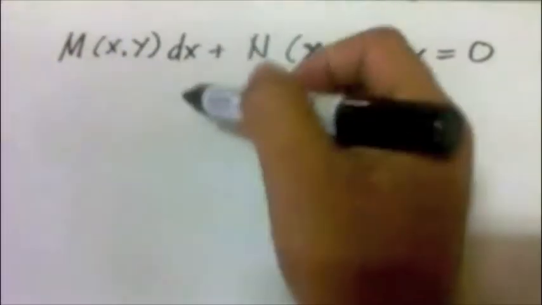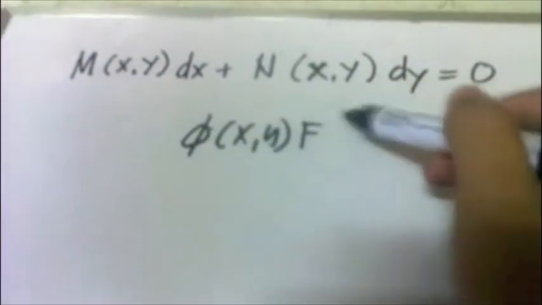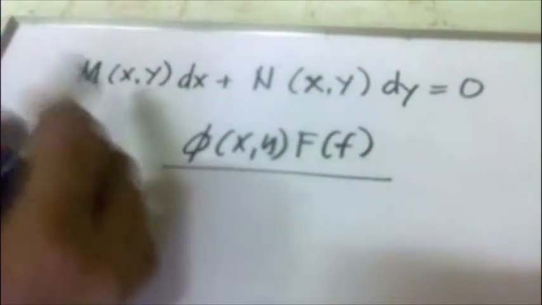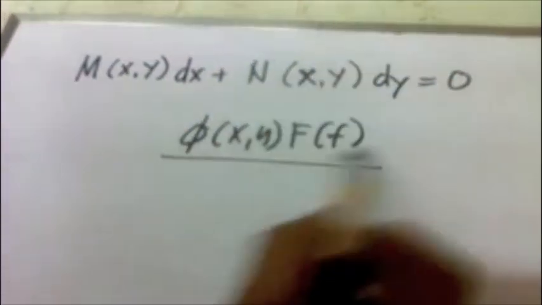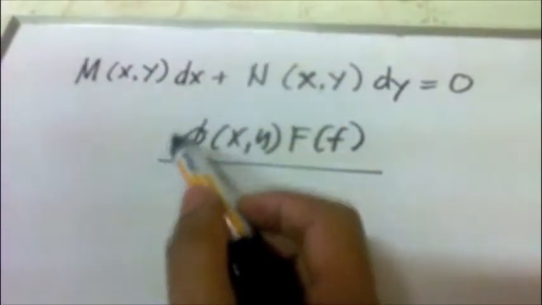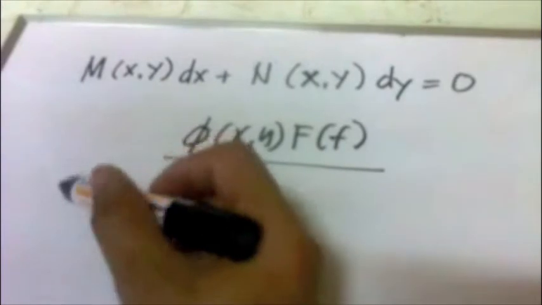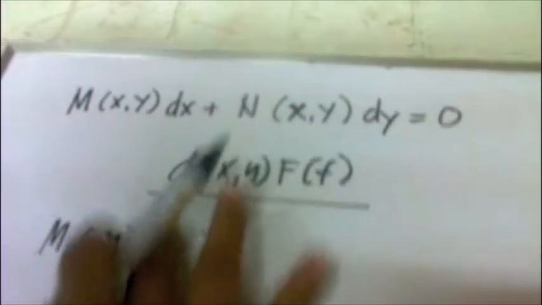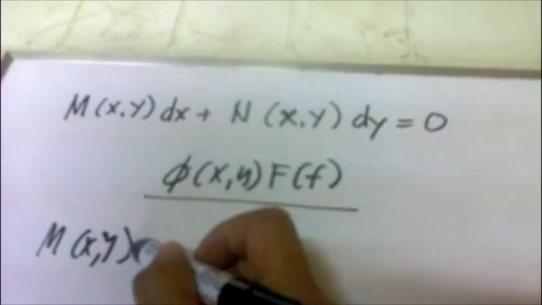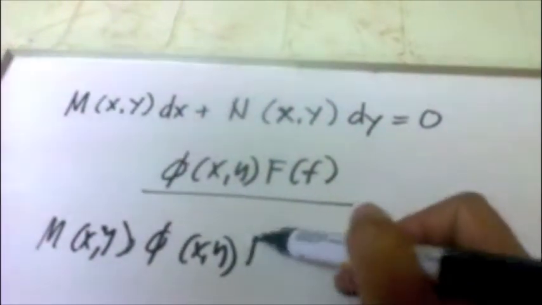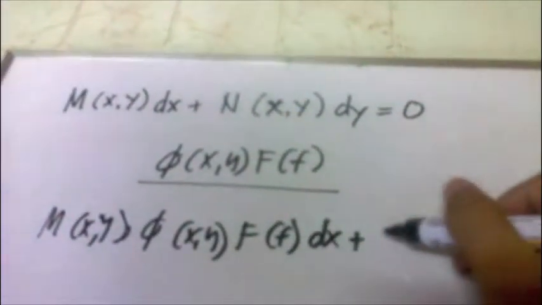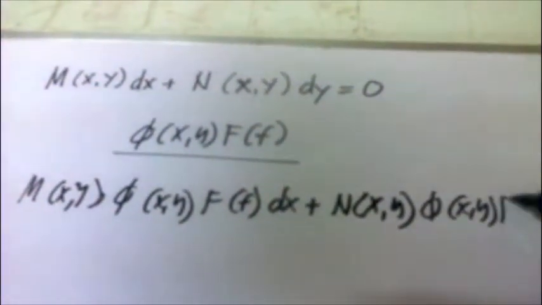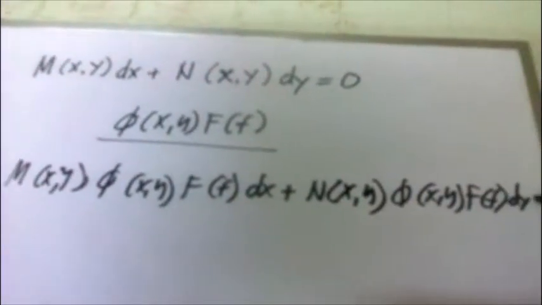This time, let us consider the function phi(x,y) times f of f. If this function is an integrating factor to our given differential equation, the first step we're going to do is to multiply it on the given differential equation. So our equation becomes M(x,y) times phi(x,y) times f of f dx, plus N(x,y) times phi(x,y) times f of f dy, equals zero.